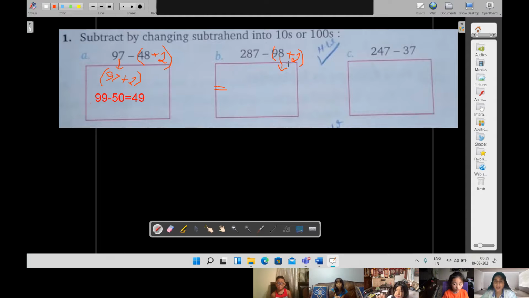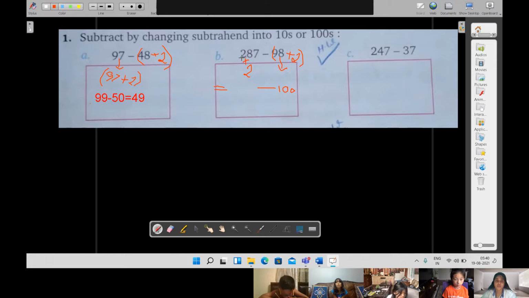The method is that if you add here 2, you have to take here also 2. Now tell me, if you add 2 here in the 98, it becomes 100. Yes or no? Yes. Okay. Now we have to subtract.